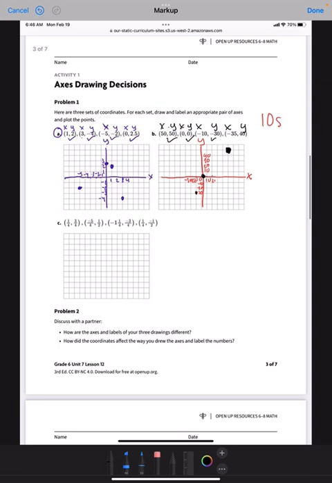Then negative 35, 40. So I'm going to go over to negative 35. This is 10, 20, 30. So just a little bit past. Up to 40 because it's positive. 10, 20, 30, 40. Should be right about here. Hopefully that wasn't too bad. I'm going to have you skip C.